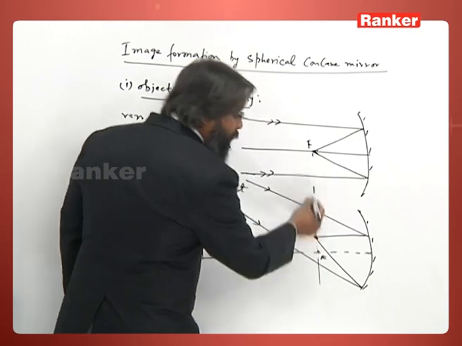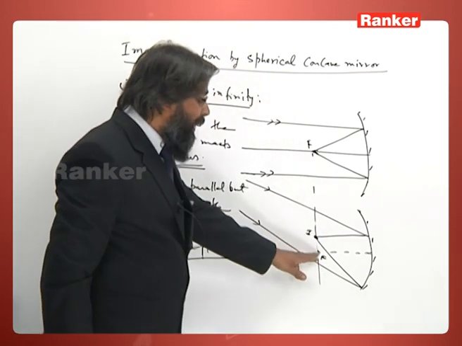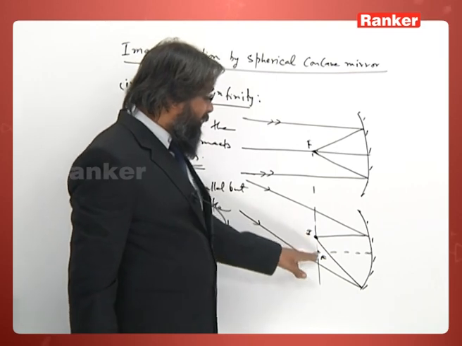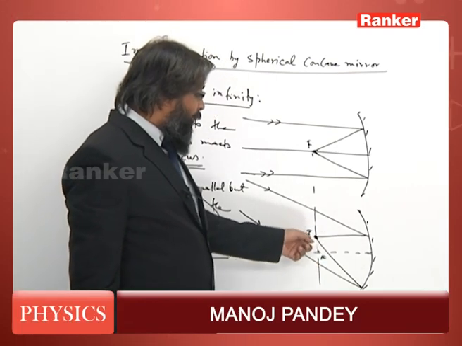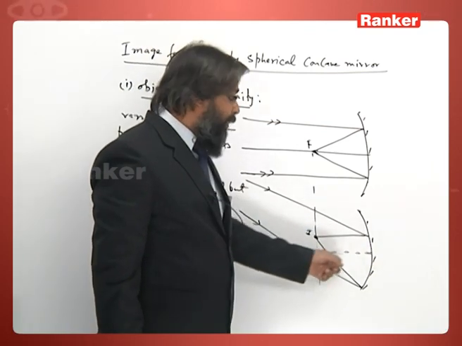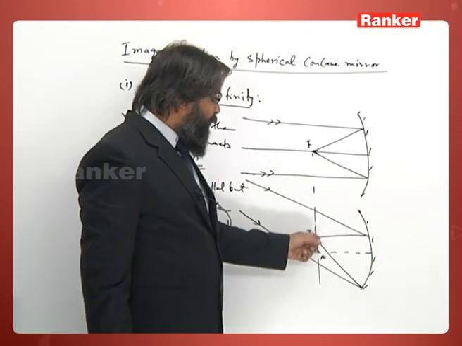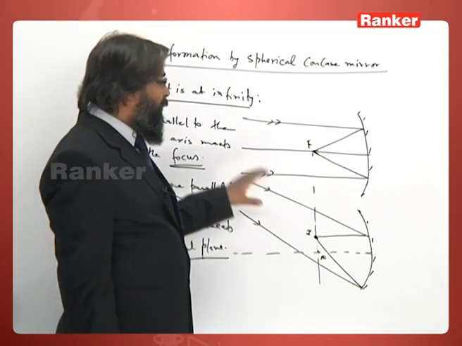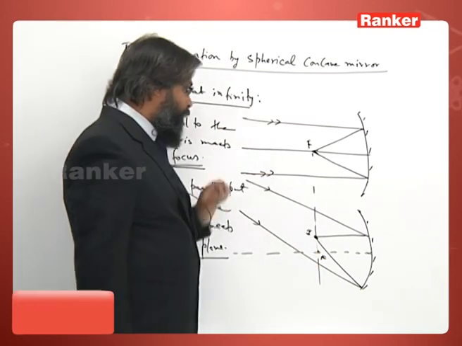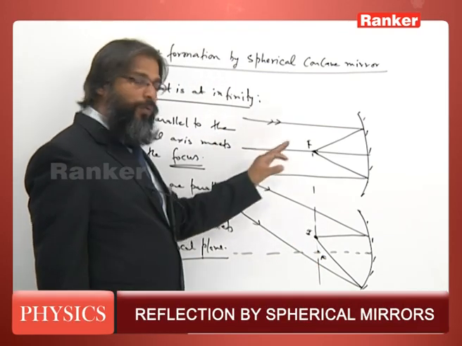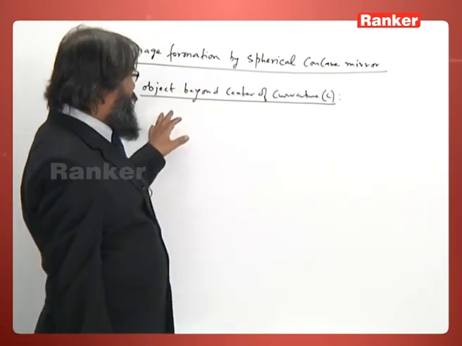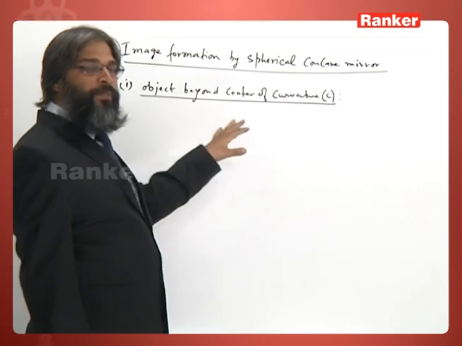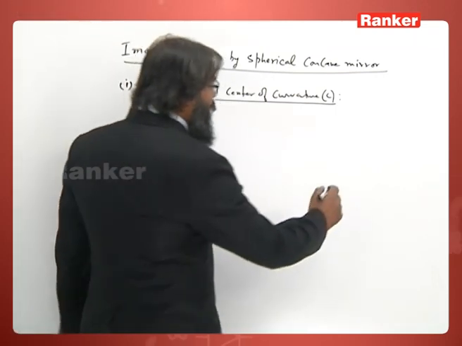That image is on the focal plane, not at the focus. So, its distance will also be called the focus. The distance of the image from the mirror is equal to f, but the image will be formed on the focal plane. This is a very, very important point. This point will be used in ray tracing. Now, let us see when the object is beyond the center of curvature.